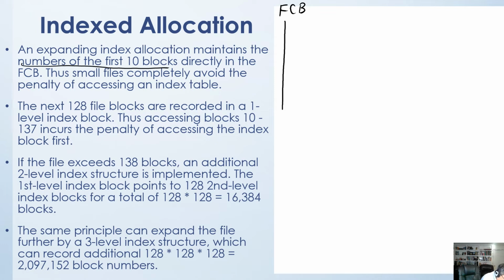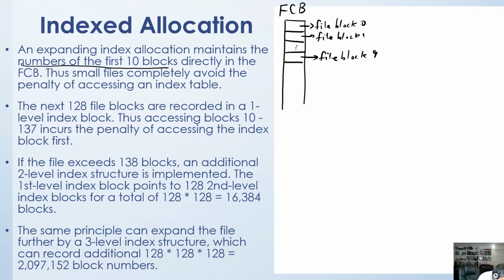So in this implementation, the file control block contains the first 10 blocks: file block 0, file block 1, all the way to file block 9. Now, the advantage of this implementation is that small files completely avoid the penalty of accessing an index table. So in this case, if the file size is smaller than 10 file blocks, then everything can be handled in the file control block, right?